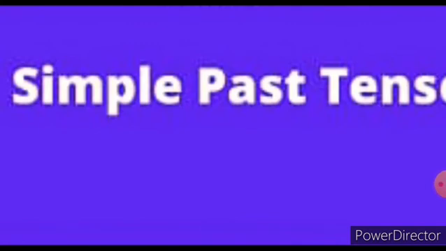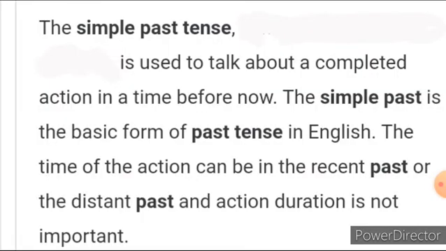Simple past tense. Look at the spelling, children. Simple past tense means it refers to an action that ended at a point in the past. That is known as simple past tense. The simple past tense is used to talk about a completed action in a time before now. The simple past is the basic form of past tense in English. The time of the action can be in the recent past or the distant past, and action duration is not important. This is simple past tense, children.